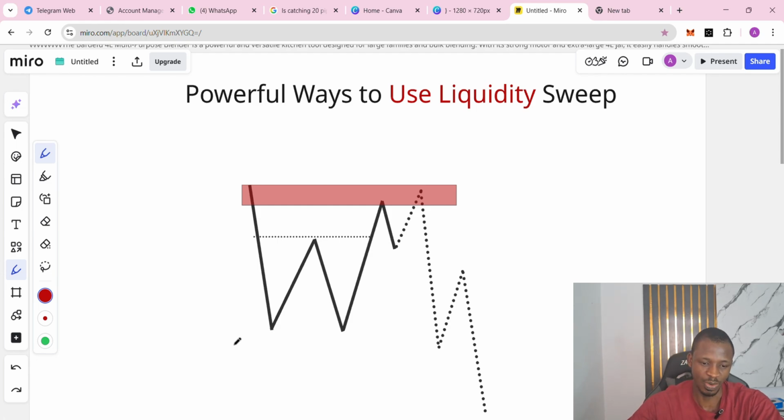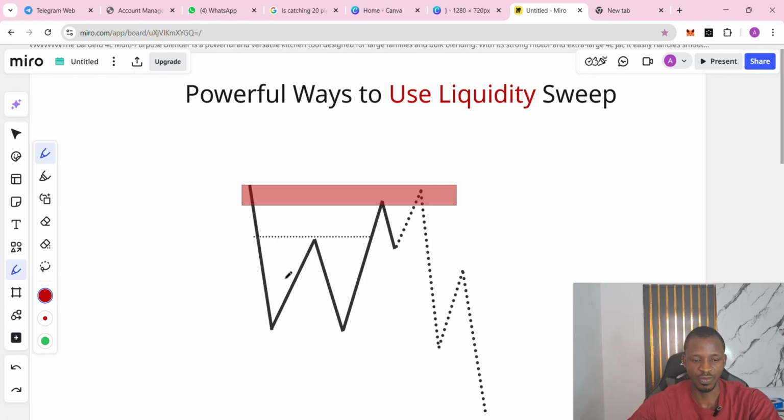Hello guys, I want to talk about how to use liquidity sweep in your trading. It's a powerful concept that you must incorporate into your activity as a trader. This concept has repeatedly been proven to work. If you're a trader and you have not been using this concept, you are missing out on a lot. So I will show you powerful ways you can use it.